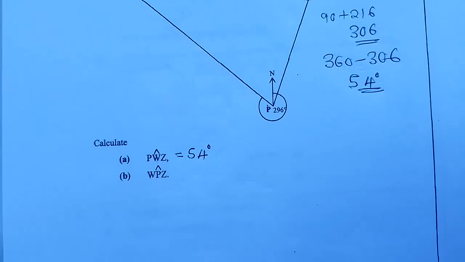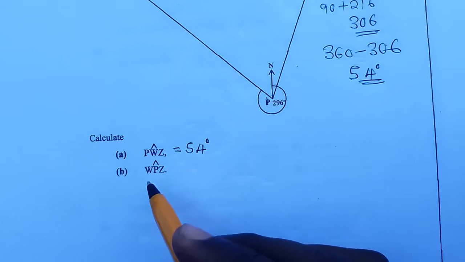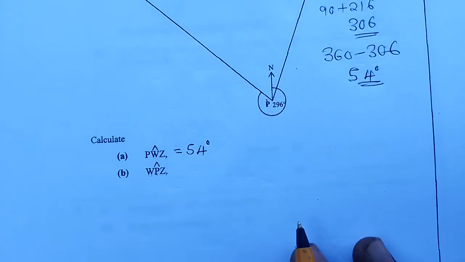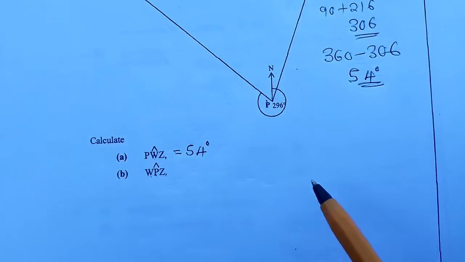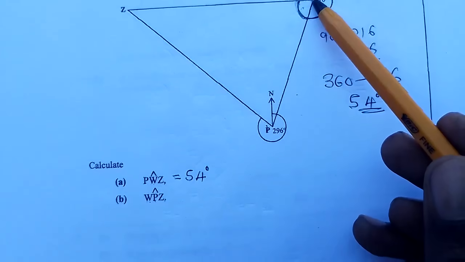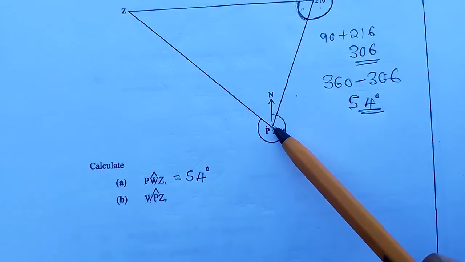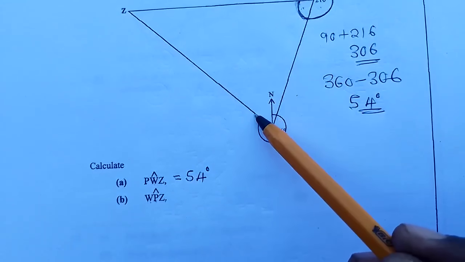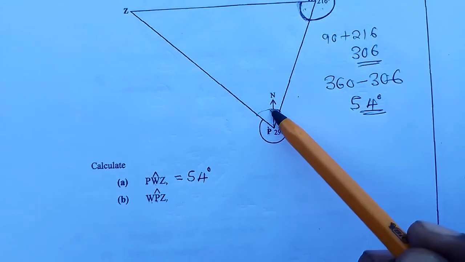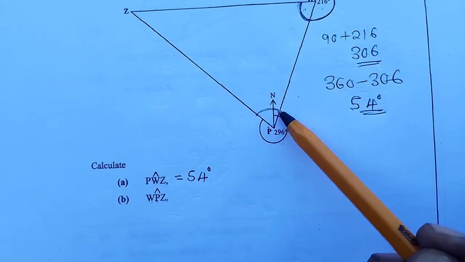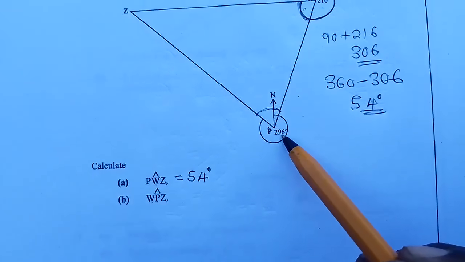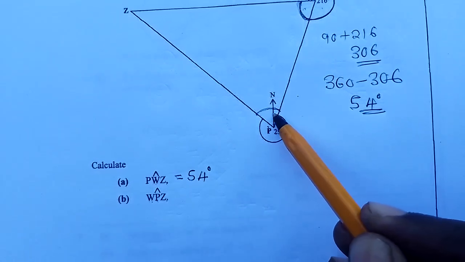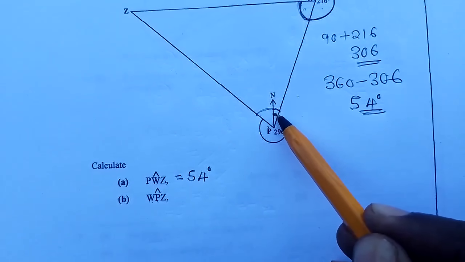This other one now, you find WPZ. So they're saying you find WPZ. You find this whole thing here. Have you seen? So this 296 is also including this part here. This part is also included.